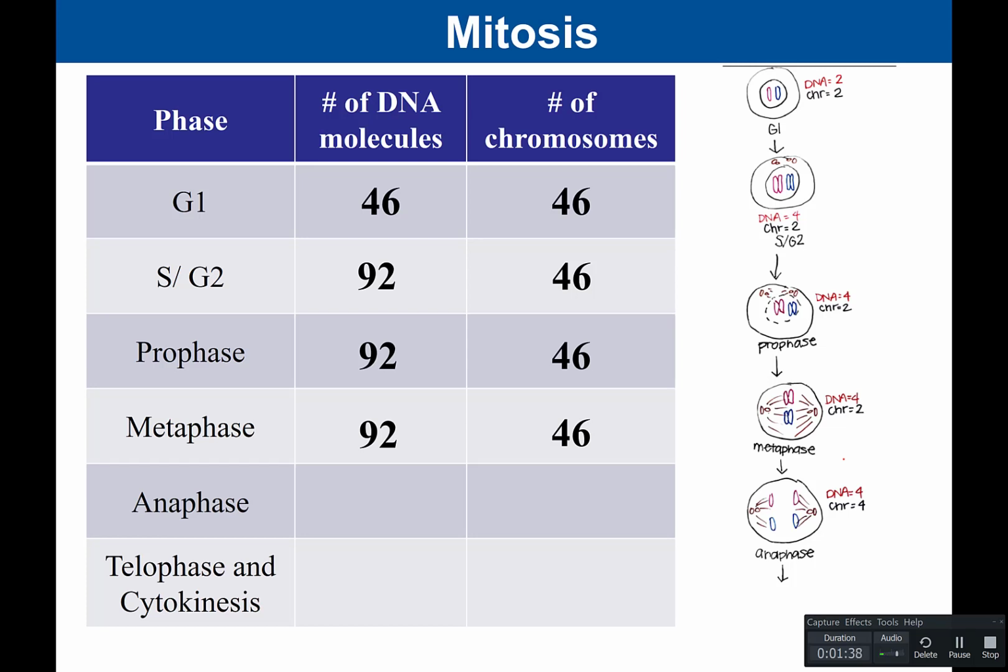However, when sister chromatids separate and they're no longer held together at the centromere, notice that temporarily our chromosome number goes up to 4. So if we fill in our table, the number of DNA molecules in anaphase is still 92. We haven't changed our DNA number, but we have changed our chromosome number. Every DNA molecule is now its own chromosome, so now we have 92 chromosomes.